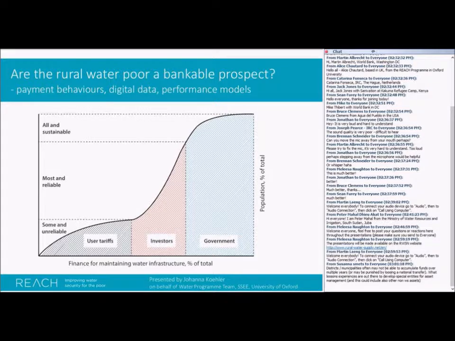So this model reflects the idea of blended finance through a trust fund that we're applying to our work in Kenya, and I will go into more detail in a little while. So this presentation is about 3 components: payment behaviors, digital data linked to the monitoring side, and then performance models to unlock some of that finance.